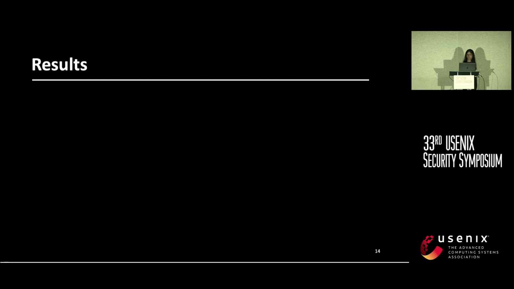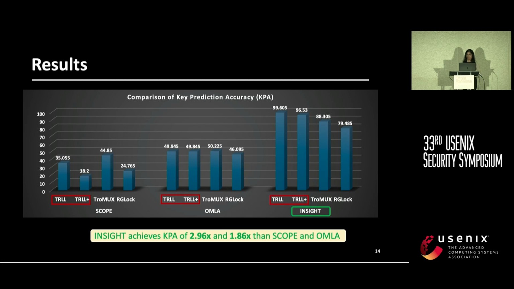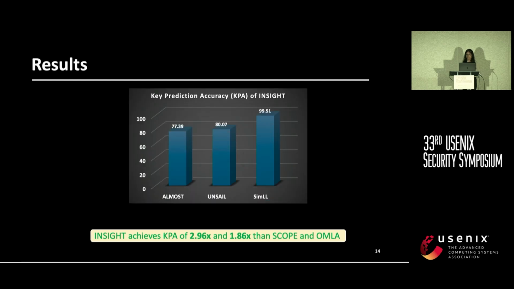Now let us discuss the overall results of Insight. Insight achieves 2.96 times and 1.86 times higher key prediction accuracy compared to existing ML-based attacks such as COPE and OMLA for all the considered learning resilient locking techniques, including the industry adopted techniques such as TRLL and TRLL+.